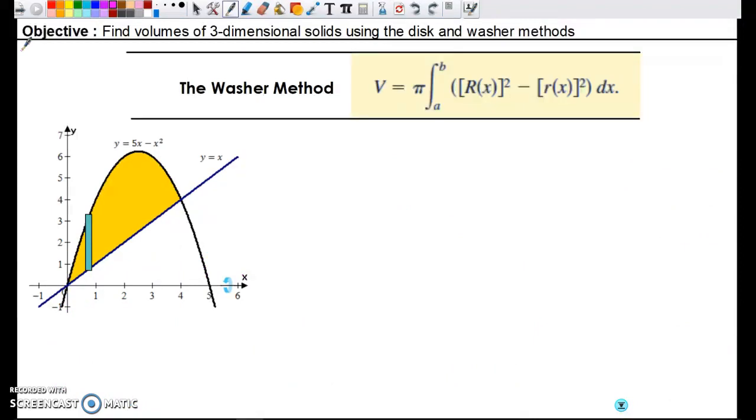As I mentioned, I said area, I meant volume. Hopefully you can get over that. I'm going to make that mistake quite a bit, but it is the volume of something.